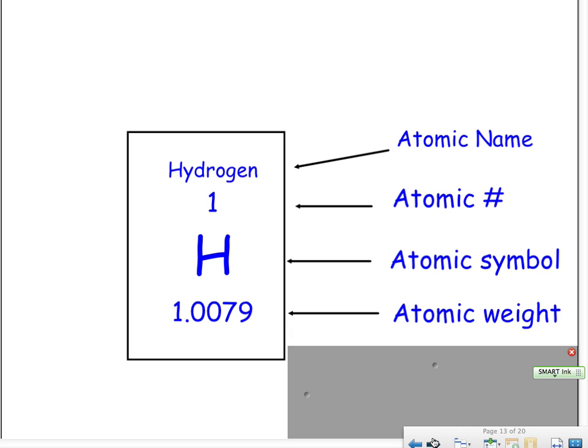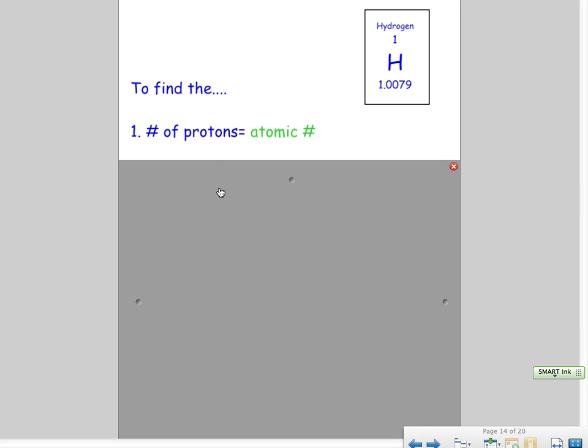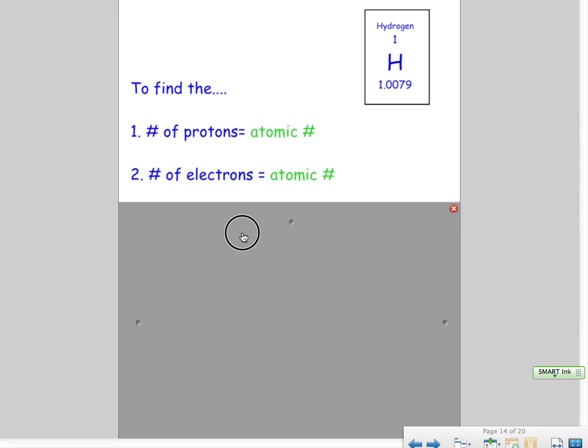Let's try it. To find the number of protons, all you need to do is find the atomic number. The atomic number is right here. So how many protons do we have? That's right, 1. Now, a really cool thing is for every proton that you have, you have the same amount of electrons. So if you have 1 proton, you have 1 electron, which is denoted here. The number of electrons equals the atomic number.